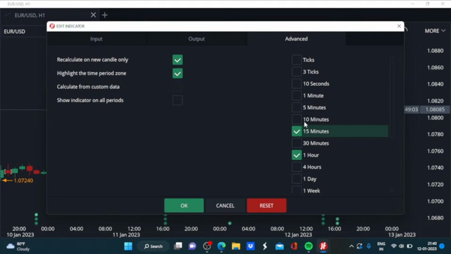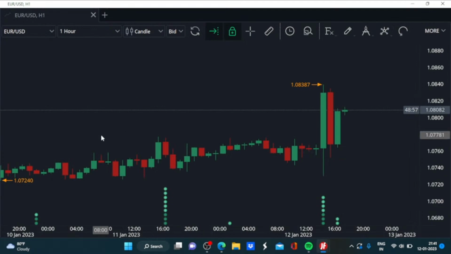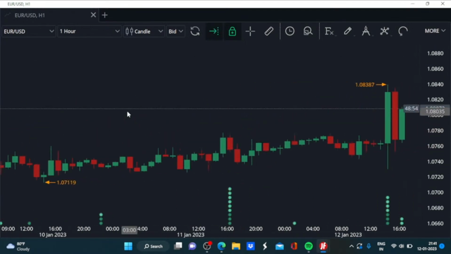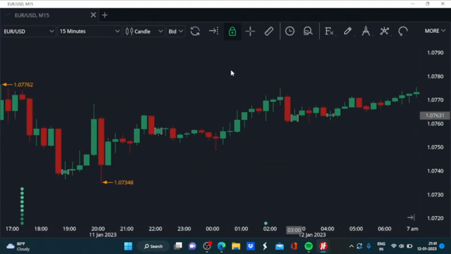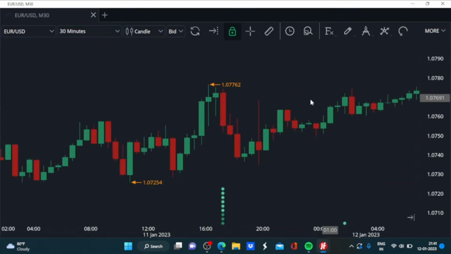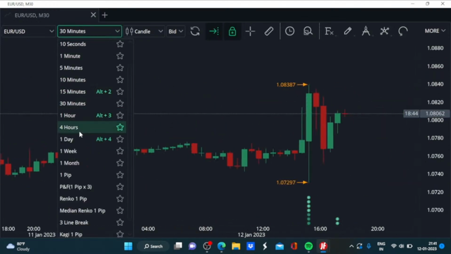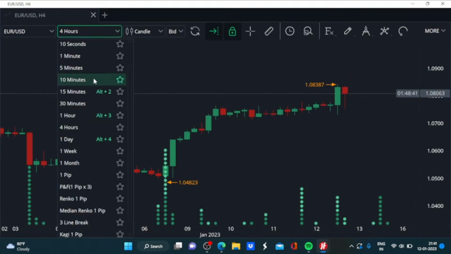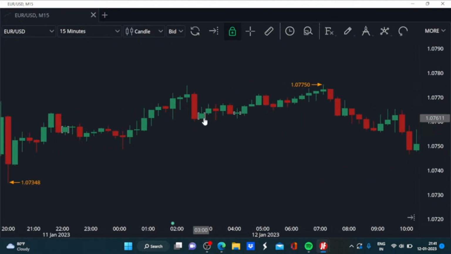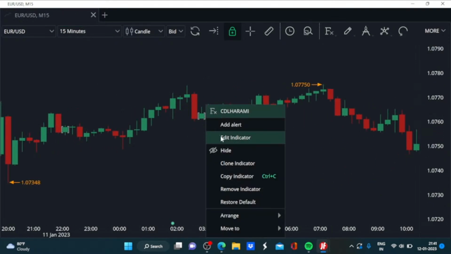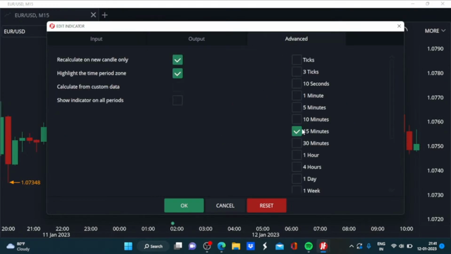So for that, if you opt for, say for example, 15 minutes and you opt out of 1 hour, you will see that on the 1 hour chart this pattern recognition has vanished. But if I go to 15 minutes, there it is back in place. You go for any other candle period, it won't be there. So that's how it is, and it makes it easier for you to have multiple indicators applied on the chart on different time frames, and that makes you more proficient with the data.